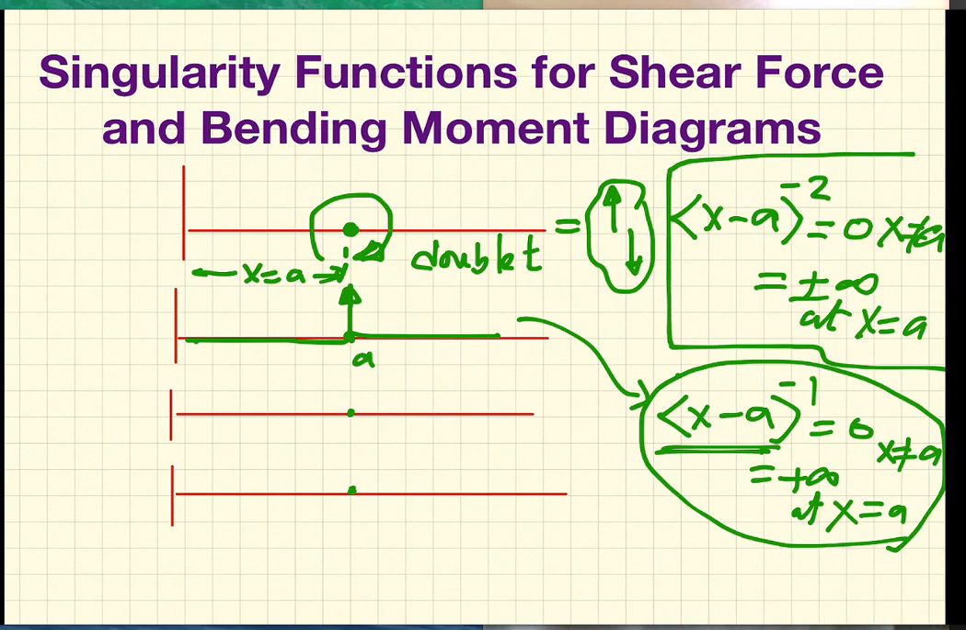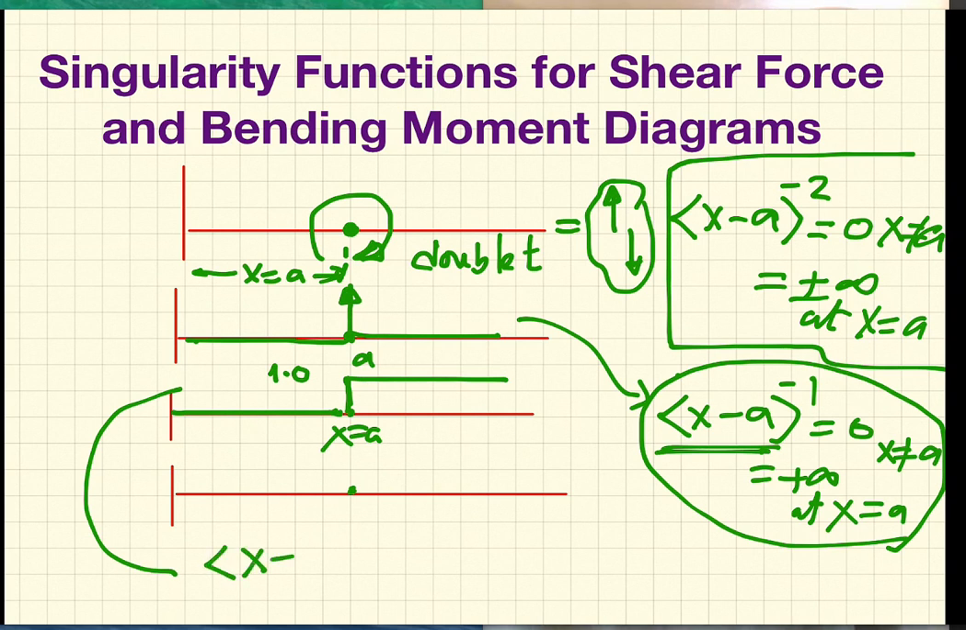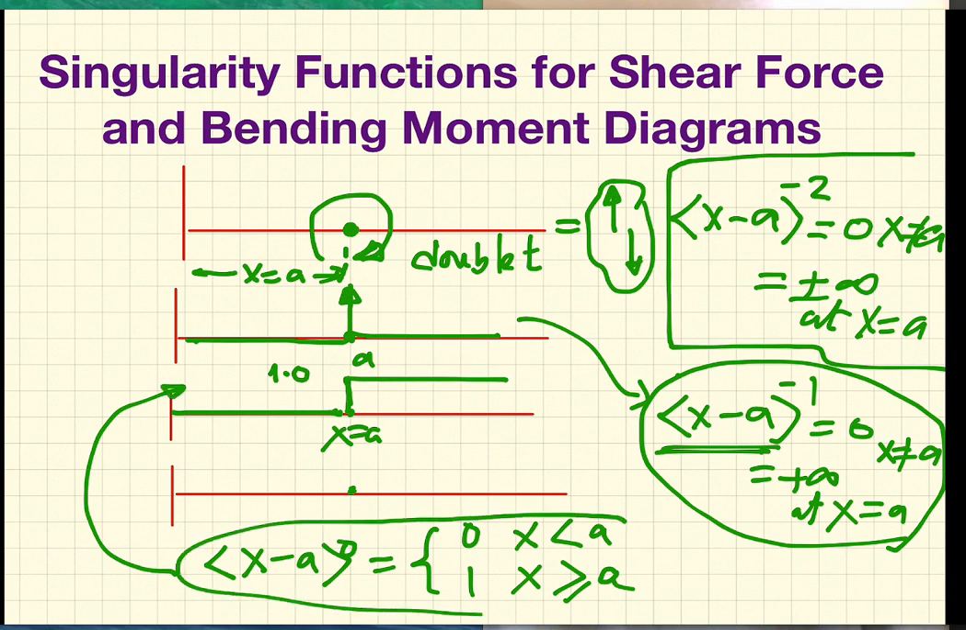If we integrate one more time, we get the unit step function. The unit step function is 0 everywhere up to this point a, and then it becomes 1. So the value of the function is 1 at x equals a. Therefore, the unit step function is mathematically represented as x minus a to the power 0, which is equal to either 0 when x is less than a, or 1 when x is greater than or equal to a. So the unit step function is the integration of the delta function.